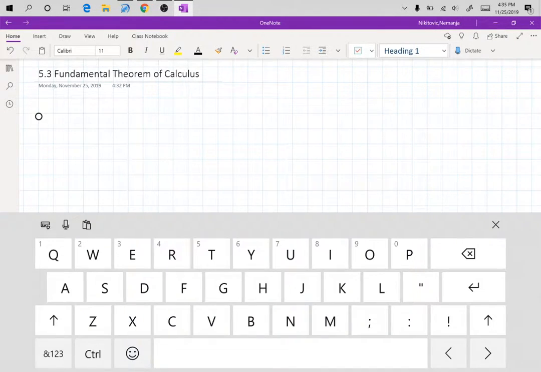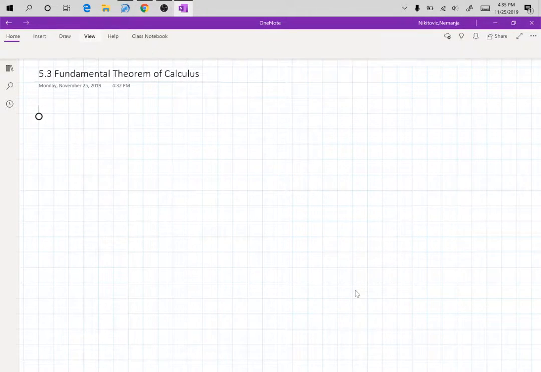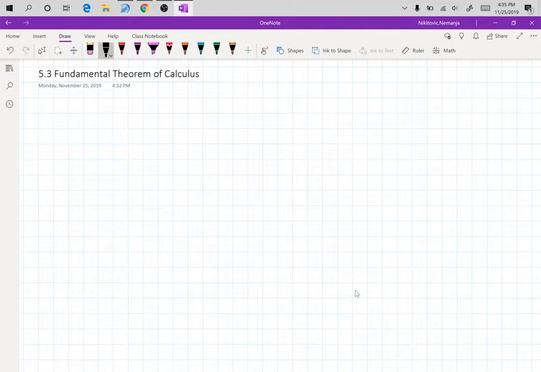Hello and welcome back to Calculus 1, section 5.3 on the fundamental theorem of calculus. Our fundamental theorem of calculus has two parts to it. This is a theoretical section where we learn what ties all of calculus together.